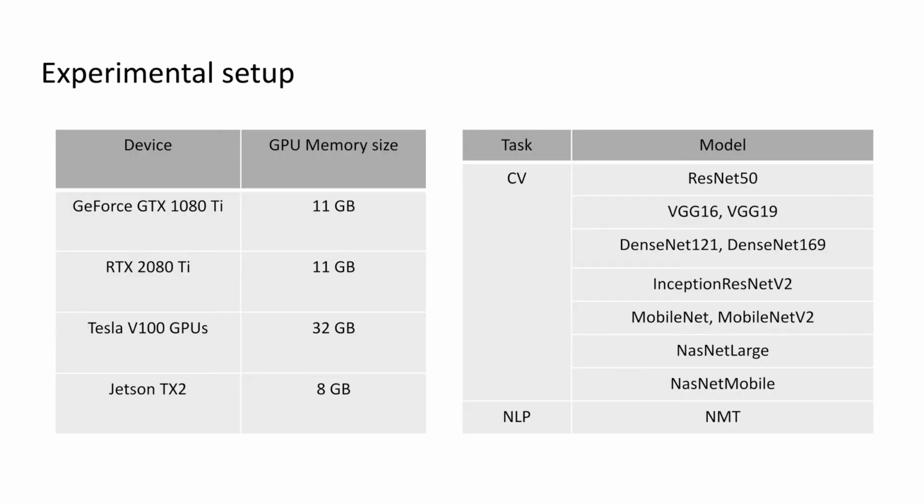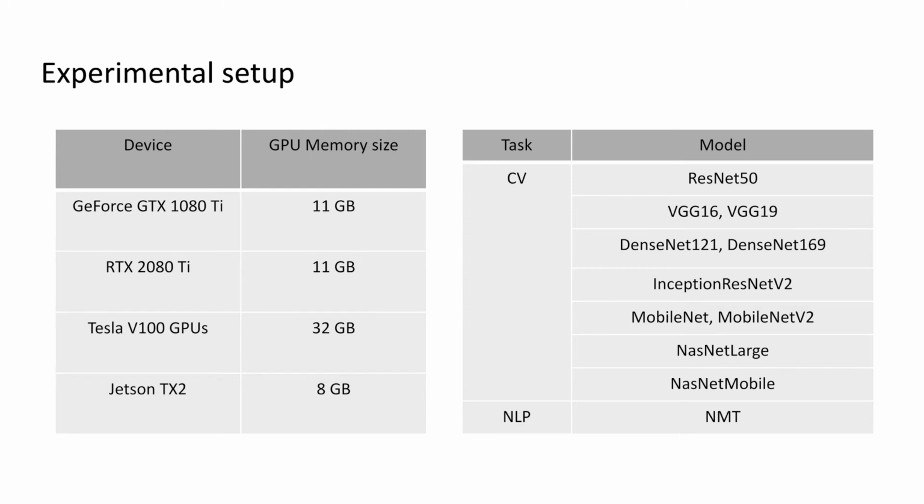Experiments were conducted on two servers and an Nvidia Jetson TX2 development kit. One server was equipped with two different Nvidia GPUs, GeForce GTX 1080 Ti and RTX 2080 Ti, and another server with 4 Nvidia Tesla V100 GPUs. We implement SwitchFlow on TensorFlow and use variants of TensorFlow with the same version for comparison.